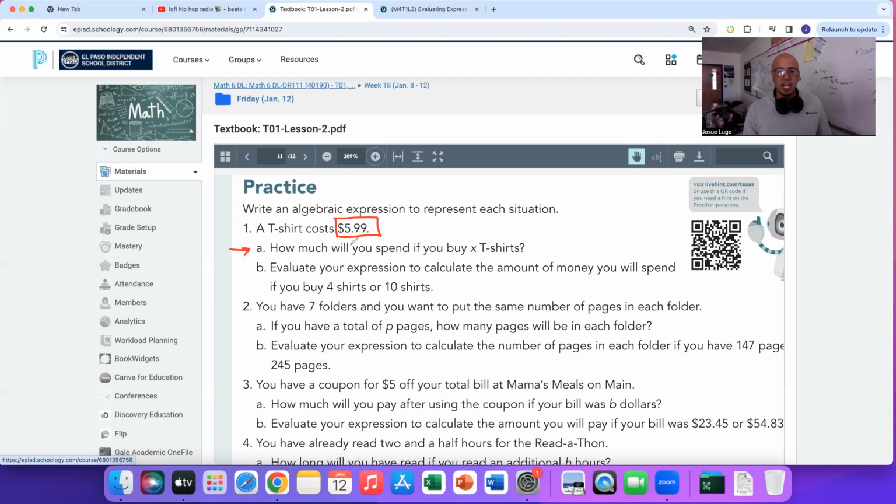So 1A says, how much will you spend if you buy x t-shirts? In other words, how much will you spend if you buy one t-shirt, two t-shirts, three t-shirts? So we want to find an expression that reflects that. Well, ladies and gentlemen, what are we doing here? If we're buying each shirt at $5.99, we're doing the same thing over and over again. So what operation will that be? Well, let's look at our answer choices on Schoology.